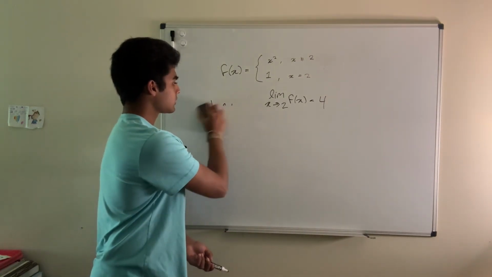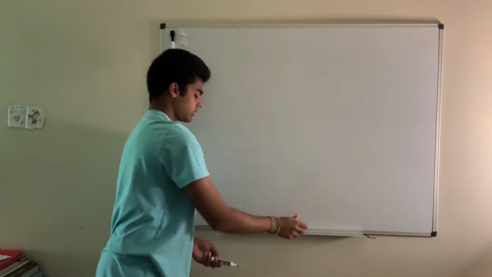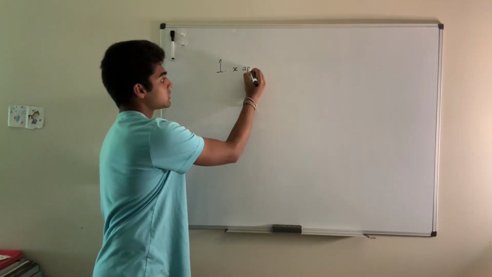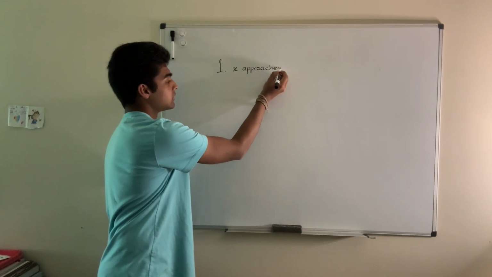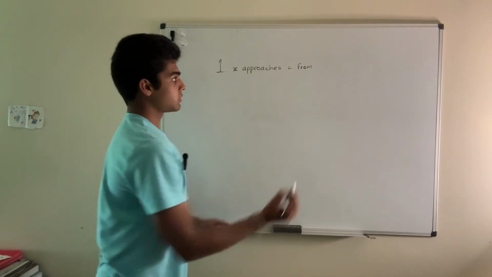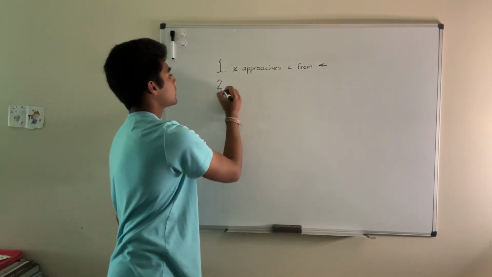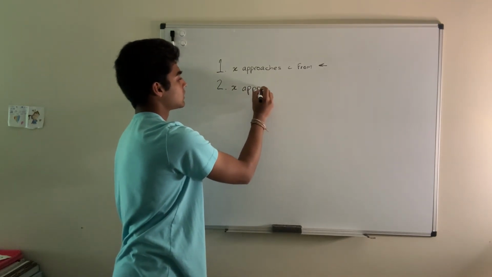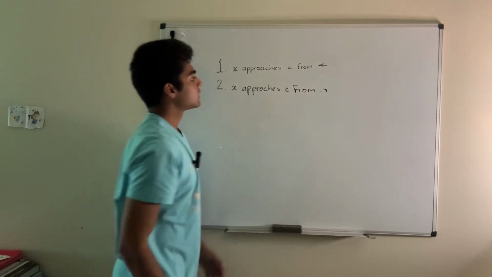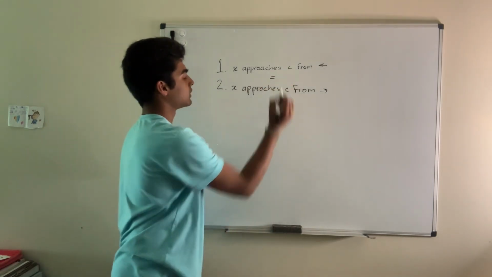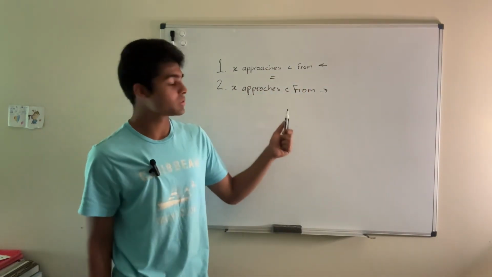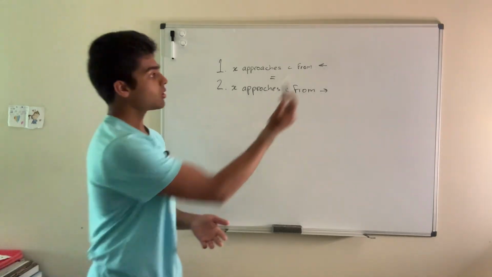There are 3 kinds of requirements for a limit. The first requirement is that as x approaches c from the right, and as x approaches c from the left, these two have to be equal. So the limit as x approaches c from the right and the limit as x approaches c from the left both have to be equal.